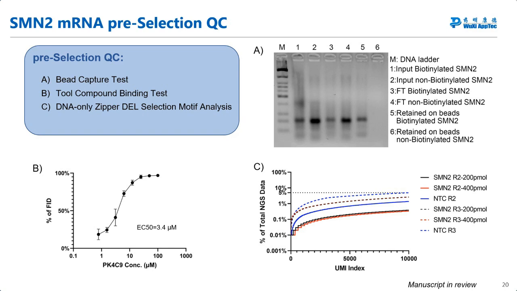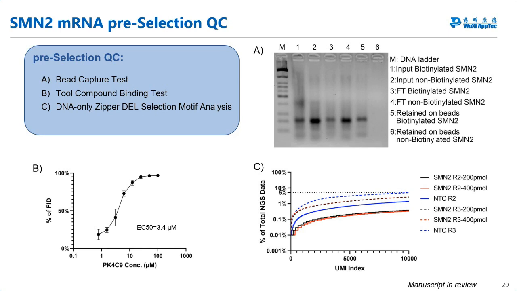Our SMN2 RNA is biotinylated, so we first confirmed that this RNA can be immobilized to streptavidin magnetic beads. Figure A is the bead capture test data running through a DNA agarose gel. You can see that biotinylated SMN2 was retained on beads in lane 5, but non-biotinylated RNA as a control was not captured to beads in lane 6. And second, we need to confirm whether this RNA is still active when immobilized.